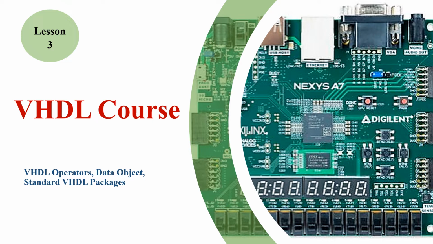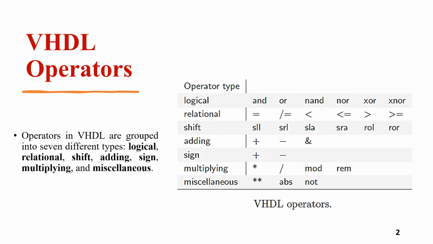Hello. In this section, I will present a complete list of operators as well as kinds of data objects and a standard VHDL package. I will also give you some examples. Operators in VHDL are grouped into 7 different types: logical, relational, shift, adding, sign, multiplying, and others. You can see a list of operators from lowest to highest precedence.